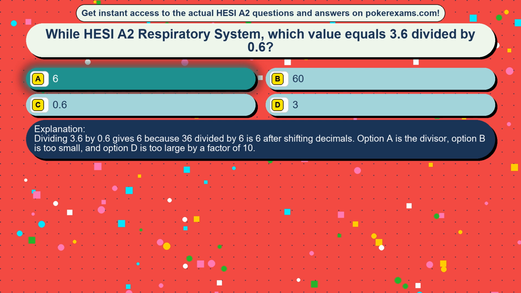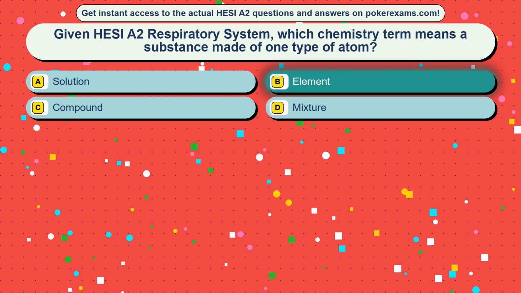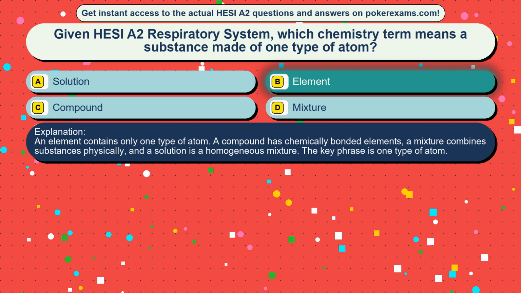Question 48. Given HESI A2 respiratory system, which chemistry term means a substance made of one type of atom? Option A solution, option B element, option C compound, option D mixture. The correct answer is option B, element. An element contains only one type of atom. A compound has chemically bonded elements, a mixture combines substances physically, and a solution is a homogeneous mixture. The key phrase is one type of atom.